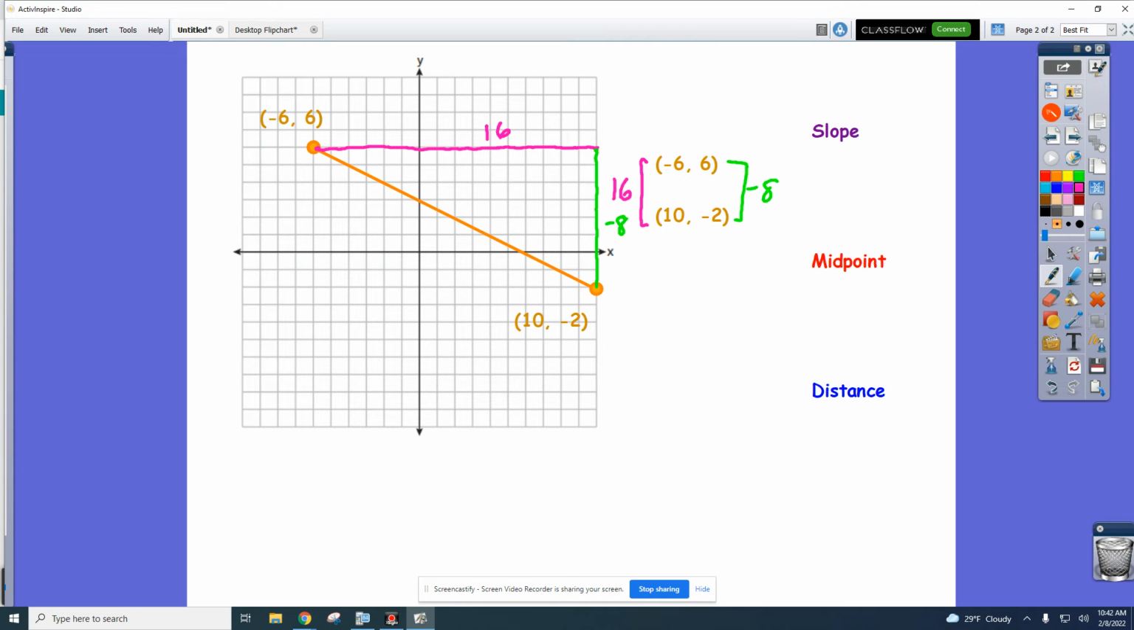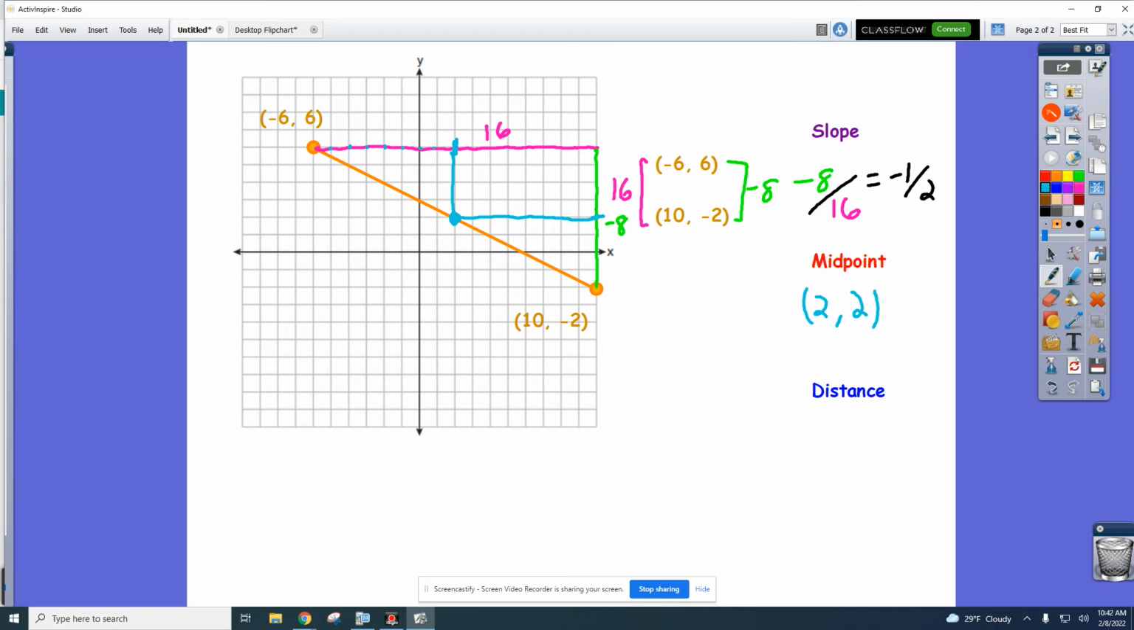Okay, so the slope would be the negative 8 over the 16, rise over run, distance over y over distance over x. That reduces to negative 1/2. Okay, for midpoint, we're going half these distances, so you could do it on a grid and count. Half of 16 is 8, so 1, 2, 3, 4, 5, 6, 7, 8, right there. Half of this would be here, so the midpoint would be right here. That's one way to do it on a grid. It would be at 2 comma 2.